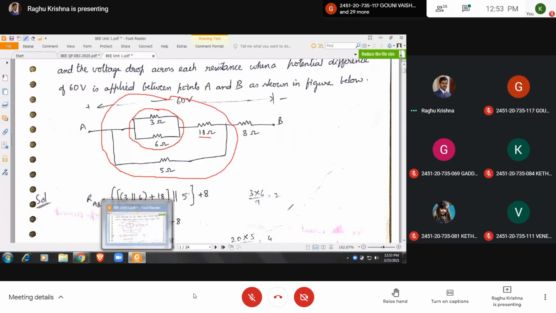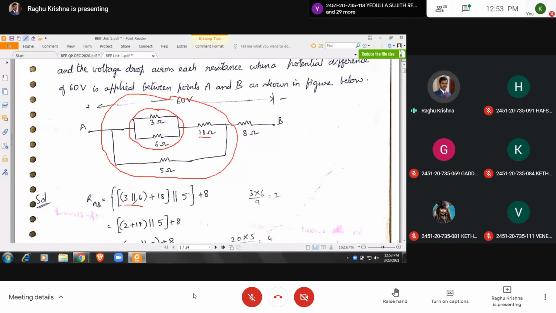So here, just for the sake of simplicity, I have written like this, RAB. 3 in parallel with 6. This combination is in series with 18, so directly I put plus, and I kept the square brackets. This combination will be in parallel with 5 ohms, and this entire combination, so here this is first, this is the second one, this entire combination is in series with 8. So I put just plus. Series means you can directly add the resistance values.